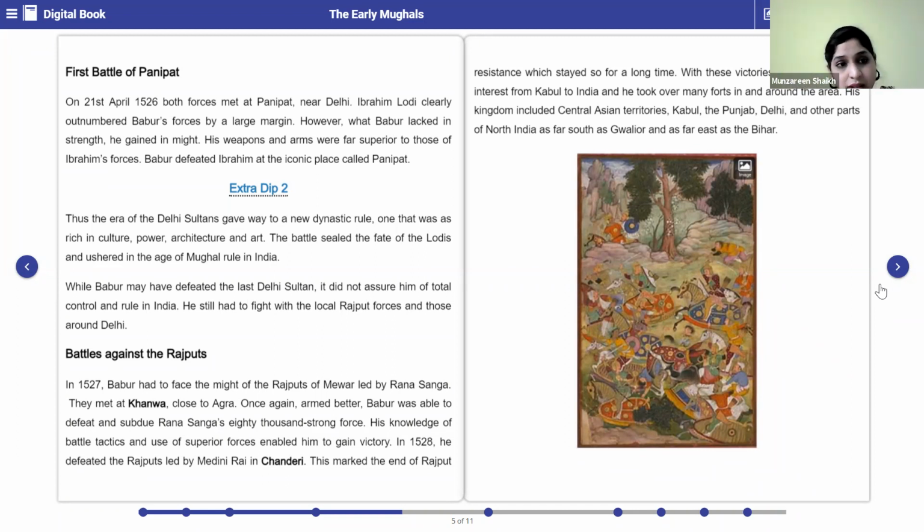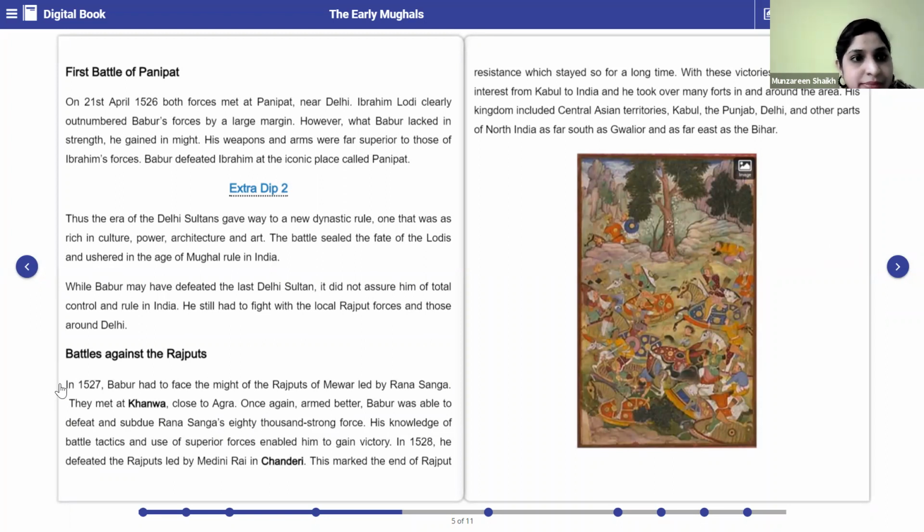Now, once Babur took over, he had to face the Rajputs. Why do you think the Rajputs were against Babur, and what did they do? Who will tell me this? Battles against Rajputs. What happened in this? Which battles were led against the Rajputs?